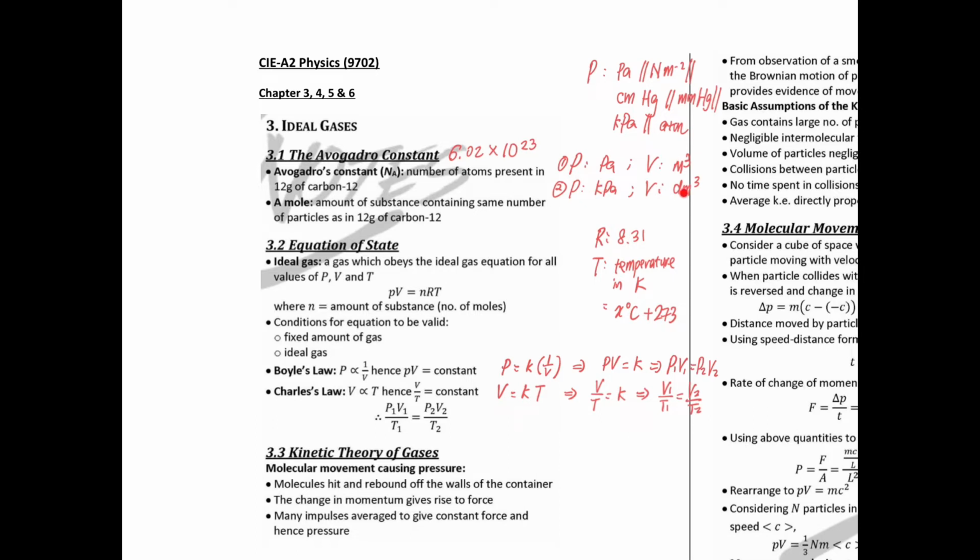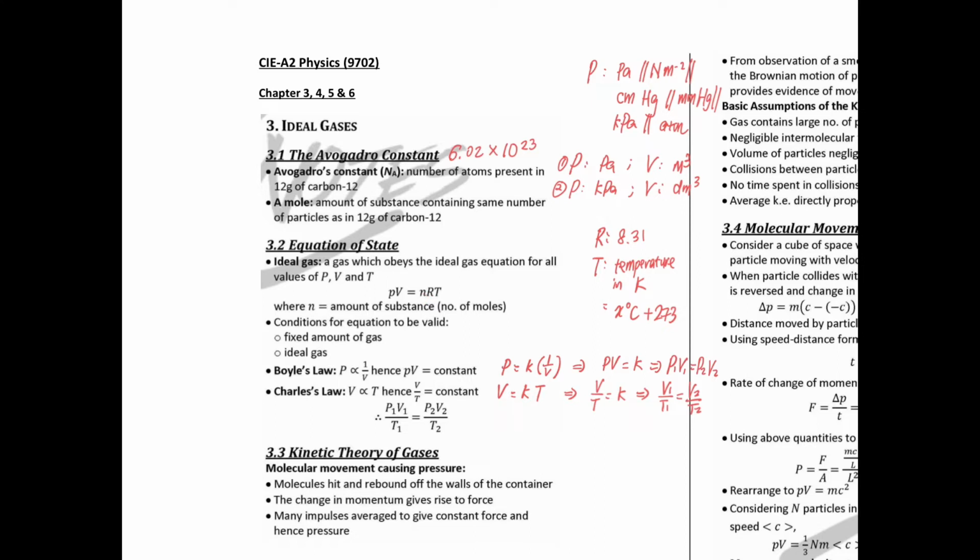Kilopascal must pair up with dm cube. Now, not necessary. For example, pressure, you use Pascal. Volume, you use cm cube. The other side, Pascal, cm cube. It is fine to be like that. Okay? Only this PV equal to nRT, it's fixed.